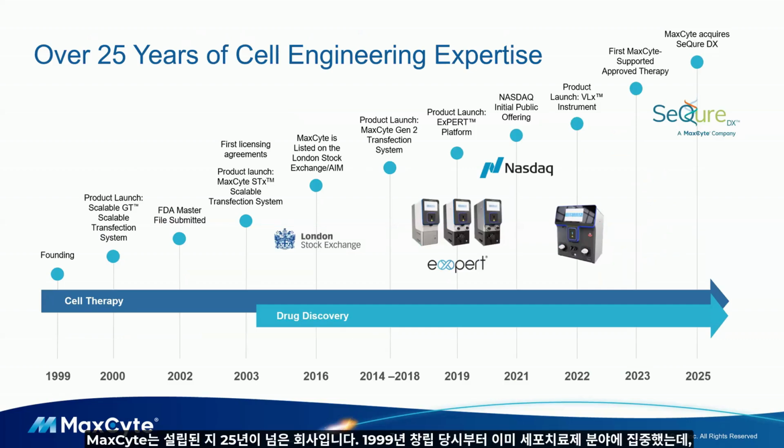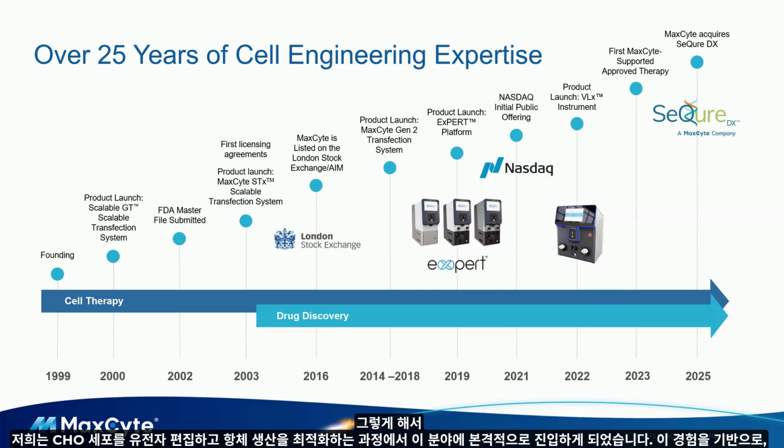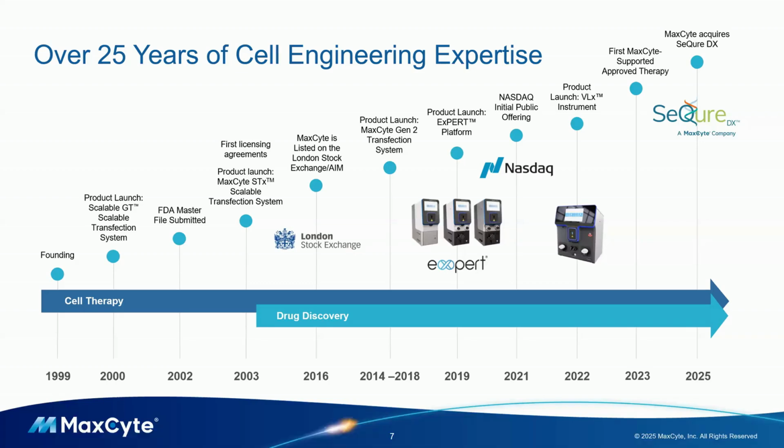And so MaxCyte has been around for over 25 years. Our founding in 1999 actually revolved around cell therapy, way before the cell therapy field took off. So we were a little bit ahead of our time. MaxCyte went into drug discovery starting around 2005, and that's where we got into the field with editing CHO cells and optimizing our system for antibody production. Spinning off of that is how we applied our technology to ion channel assays and GPCRs, because we saw a need and a use for it. I'll go over some of those details with you shortly in this presentation.